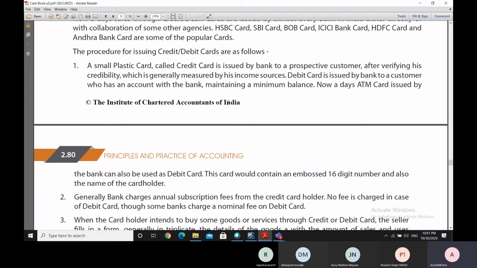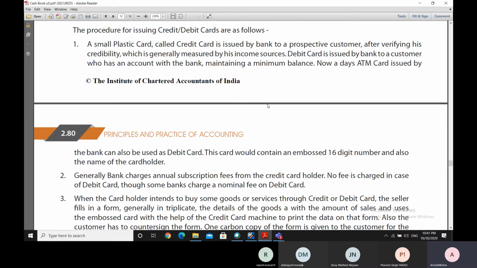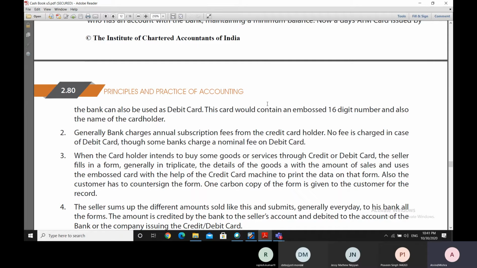So a small plastic card, which is called the credit card, is issued by the bank to a customer, after verifying his credibility as to how much payment he can make. The debit card is issued by the bank to any customer who has an account with the bank, and he has to maintain a minimum balance.